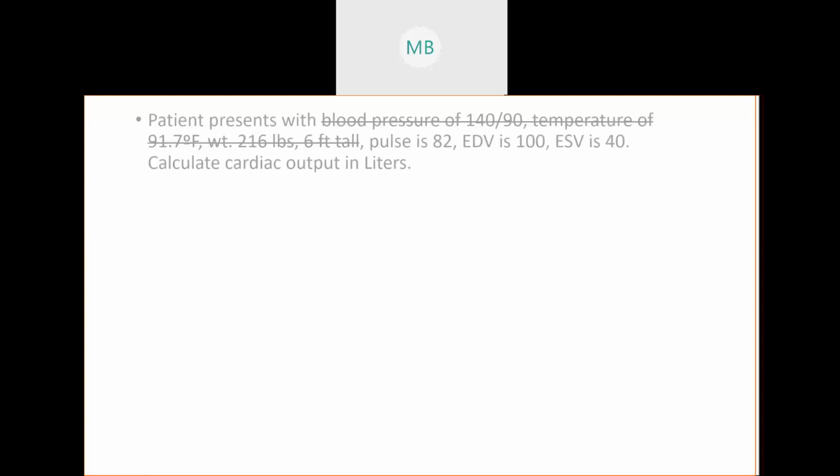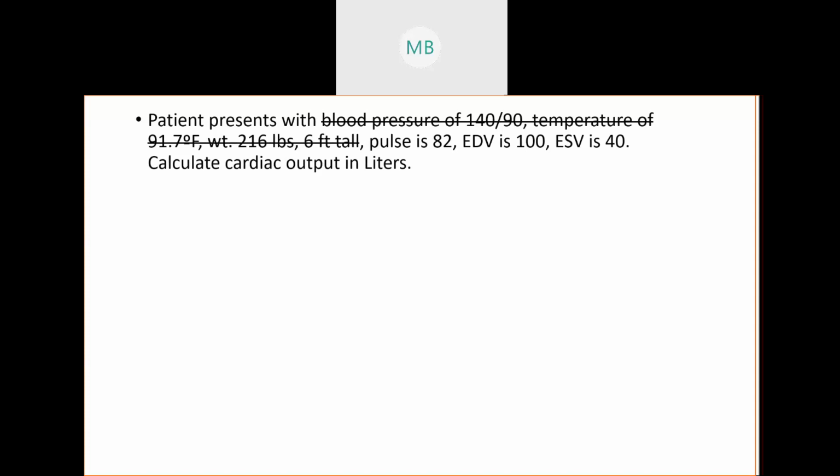So first thing we do is we narrow out the information we don't need, because your problem is asking you to calculate cardiac output. Draw a line through that. You did not need blood pressure, temperature, weight, or height of your patient for this math problem. So I've just gone ahead and drawn a line through those things that you didn't need, that may have just been extra numbers to confuse you in a math problem, right?